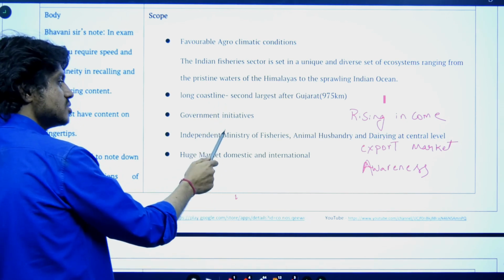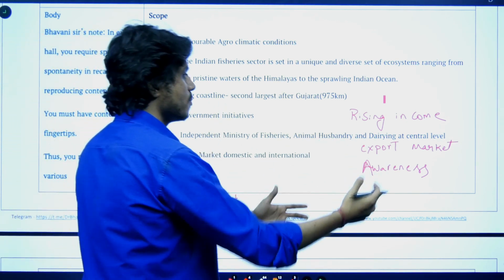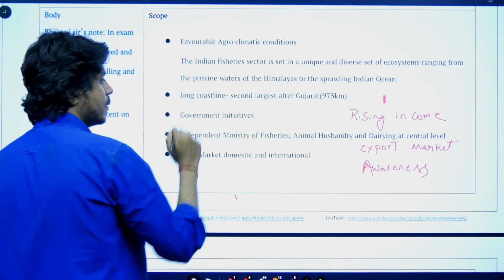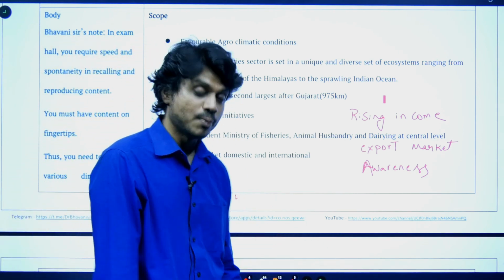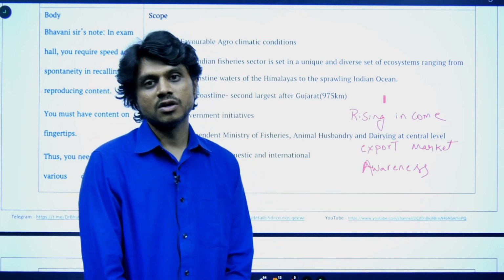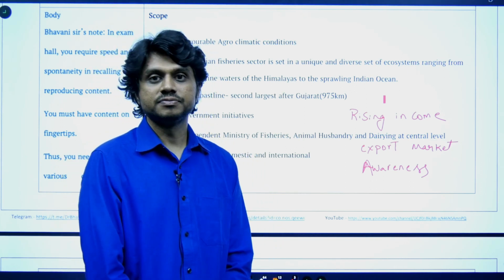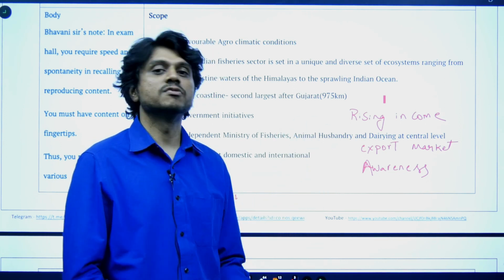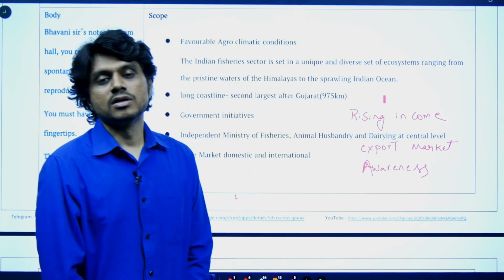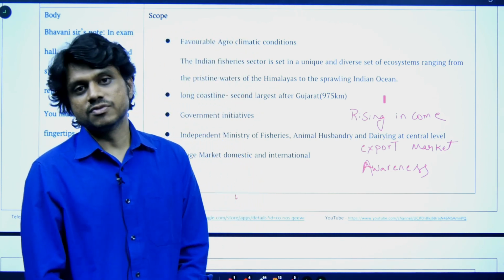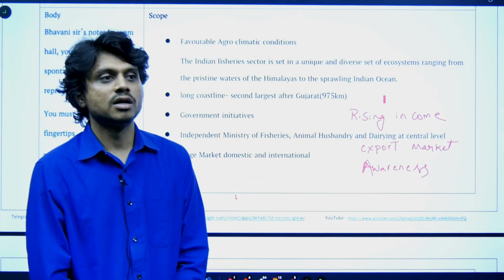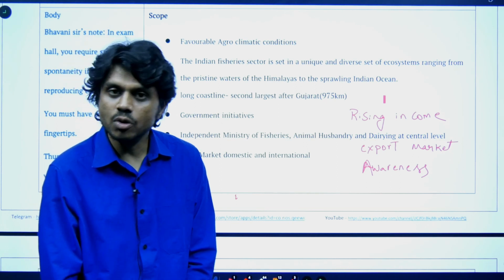To this, the government is providing various forms of support through formation of an independent ministry and also by promotion of different types of schemes like the Pradhan Mantri Matsya Sampada Yojana, and the Fisheries Infrastructure Development Fund with NABARD. A huge amount of infrastructure will be developed for storing these fishes, because once you catch the fish, it has to be properly stored, right? Or else it will rot, and again you cannot export.